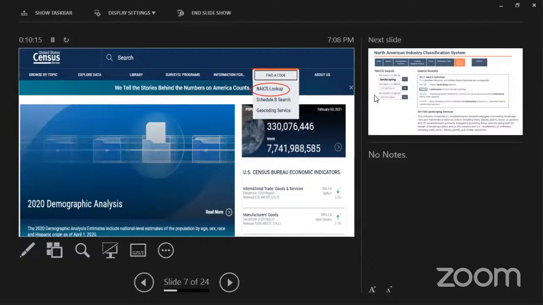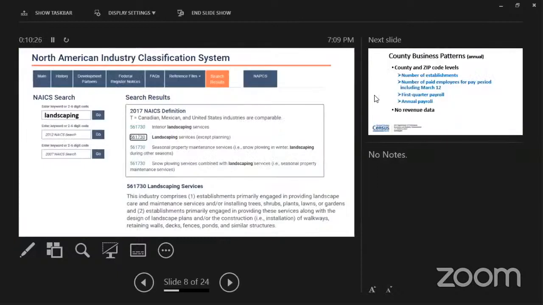On the Census Bureau website, census.gov, you can go on NAICS. You can click on Find a Code, and you can click on NAICS Lookup. You don't have to know your NAICS. You can type in, and here I typed in landscaping, and it'll give you the definition of that NAICS. So it tells me landscaping services, and some of the things that are involved in landscaping. And then it gives me what the industry is comprised of.